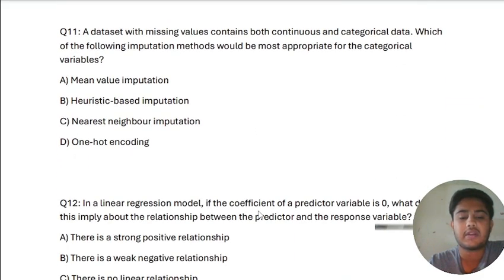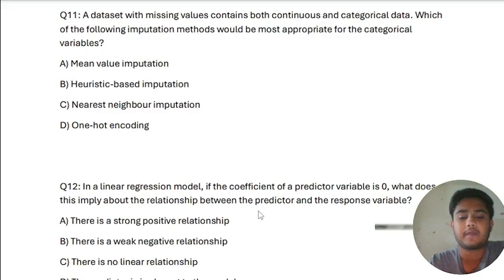The next question is, a dataset with missing values contains both continuous and categorical data. Which of the following imputation methods would be most appropriate for categorical variables? The answer is option B, heuristic based imputation.